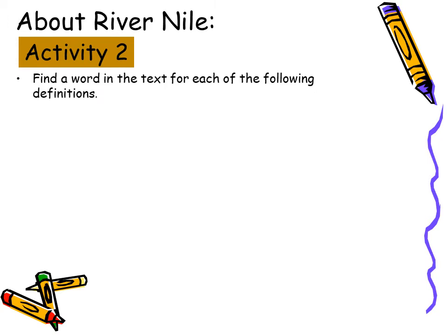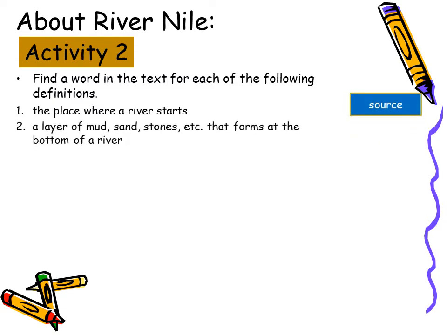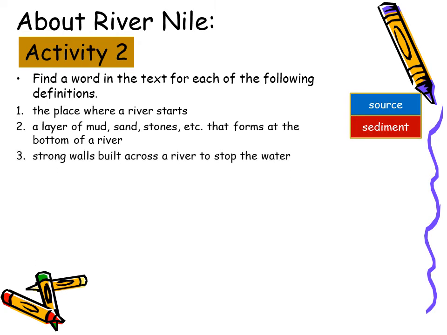This is activity 2. Number 1. The place where a river starts. Source. Number 2. A layer of mud, sandstones, etc. that forms at the bottom of a river. Sediment. Number 3. Strong walls built across a river to stop the water.